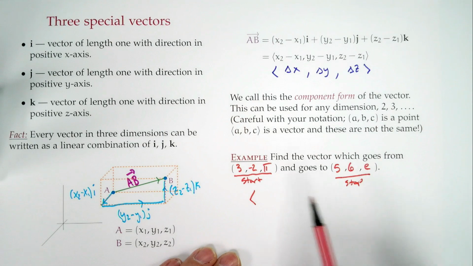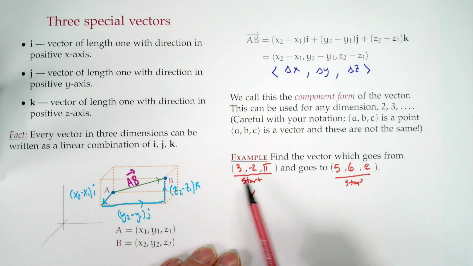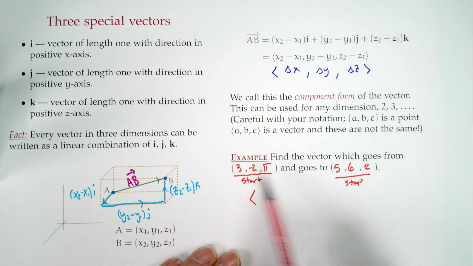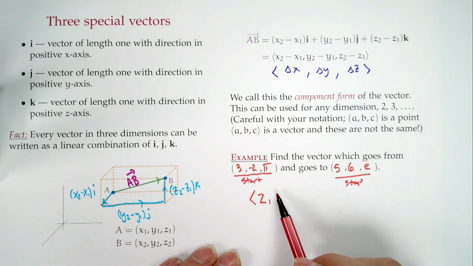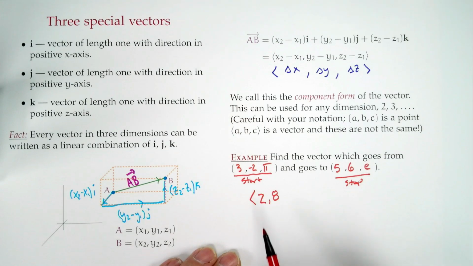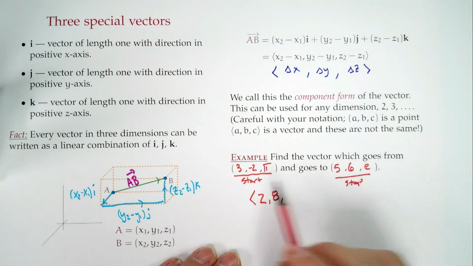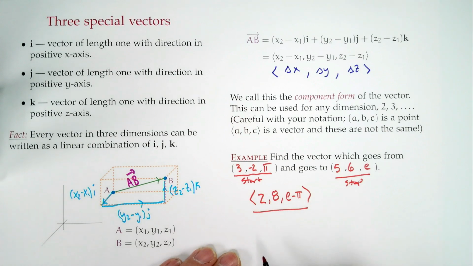If I start at 3 and I end at 5, my change from 3 to 5 would be 5 minus 3, stop minus start. That's 2. I go from -2 to +6. How much should I change by? The answer is 8, or I could take 6 minus -2. And if I go from pi to e, my change, stop minus start, is e minus pi. It's all right that we have strange looking numbers. No problem. So there's the vector which goes from those two points.